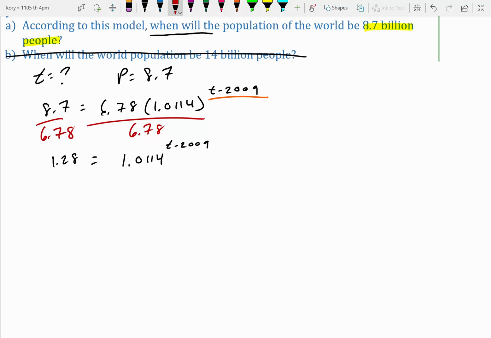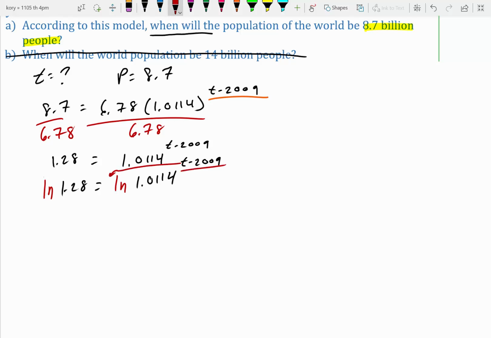What now? Log. Yep, we can do log or ln. What do you want to do? ln. Okay, let's do ln. So we're going to add ln to both sides. We have ln 1.28 equals ln 1.0114 to the power of t minus 2009. What do we need to do with that exponent? Move it to the front.